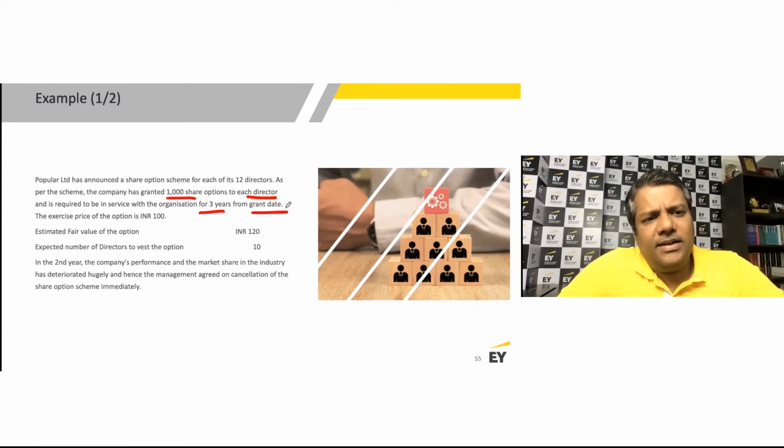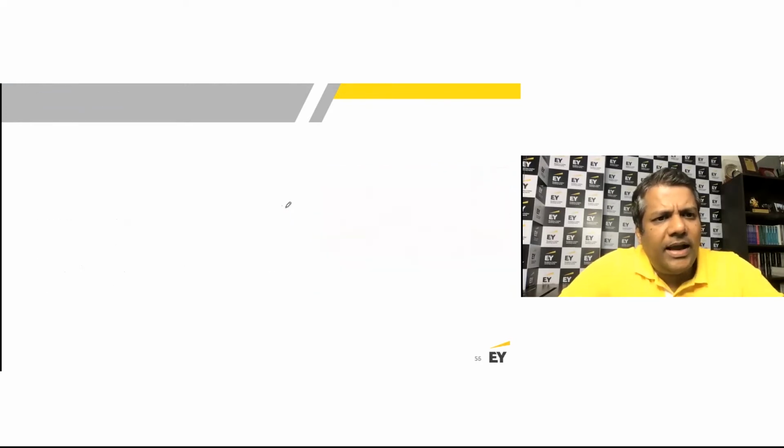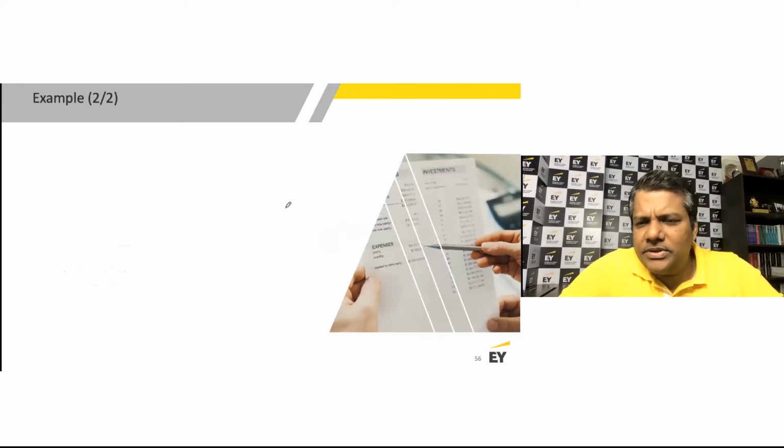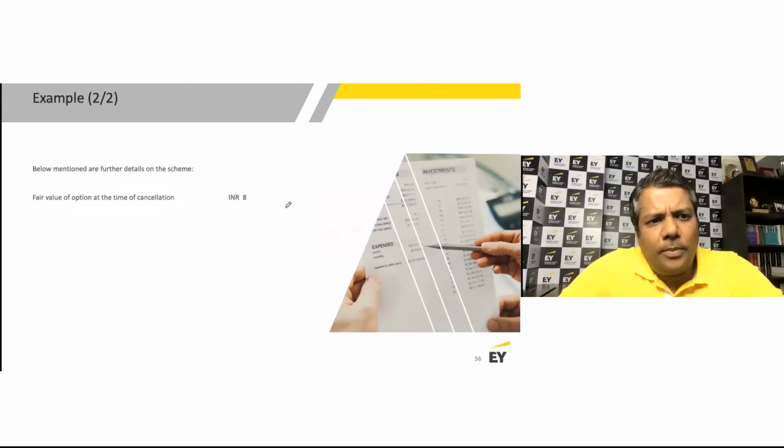In the second year, the company's performance and market share in the industry deteriorated hugely, and hence the management agreed on immediate cancellation of the share option scheme. Cancel. Now, what does it mean? If you've cancelled it, then you have to record the compensation cost. Let's say there are more details. The fair value of the option at the time of cancellation was INR 8. The market price of the share at the cancellation date is INR 15.